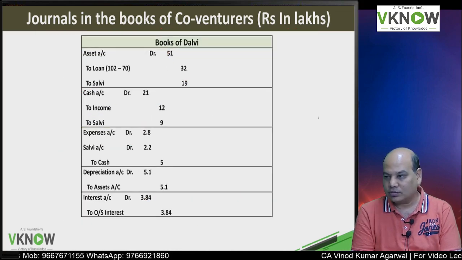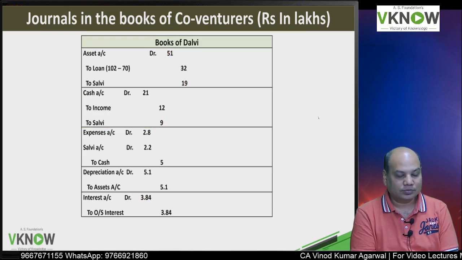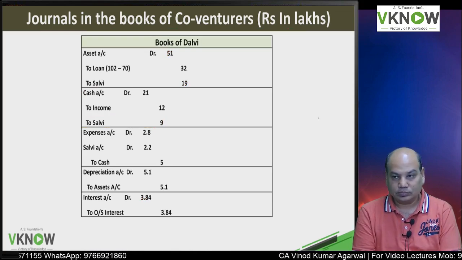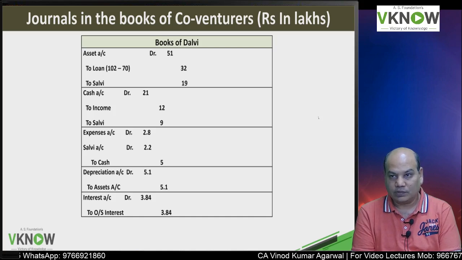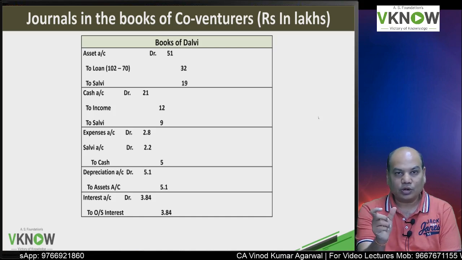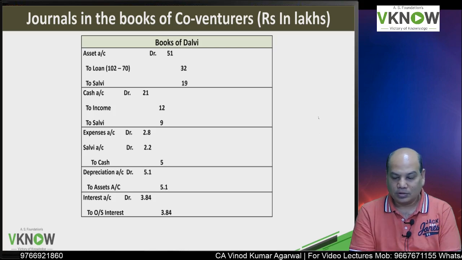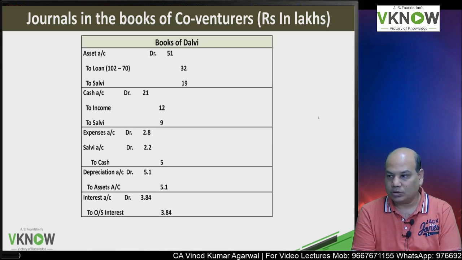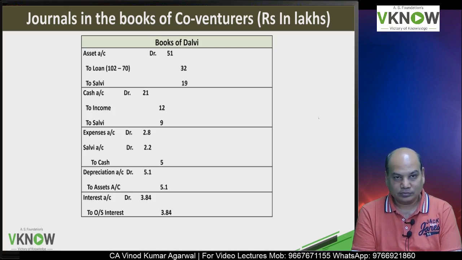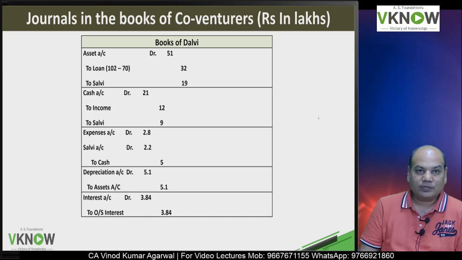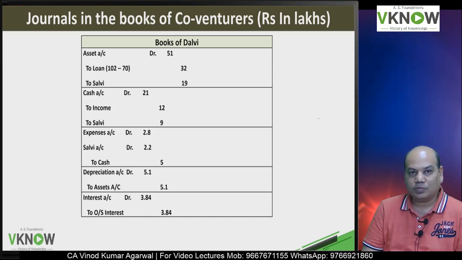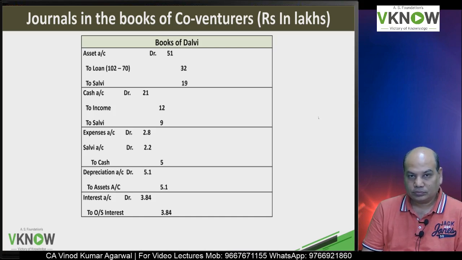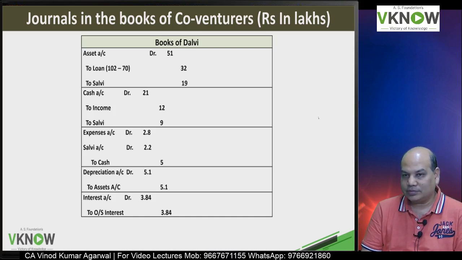Write down please, books of Dalvi Limited. First entry, they will record their share in asset 51. Asset account debit 51, to loan account 32, to Salvi Limited 19. They have taken a loan of 32, but the asset recorded is 51. So to Salvi Limited 19.